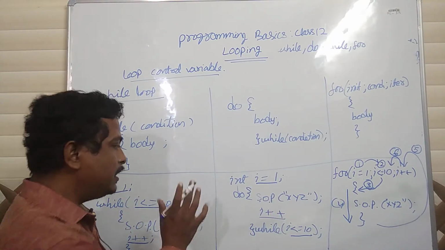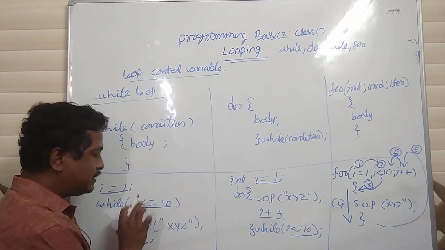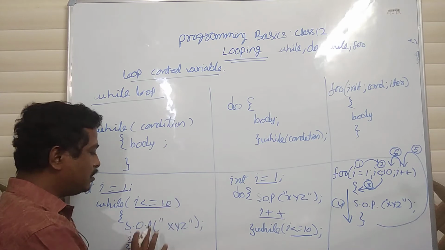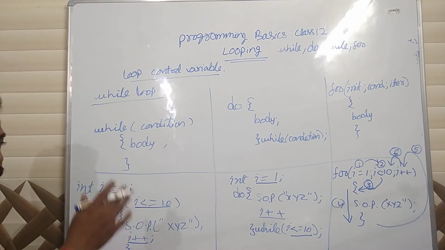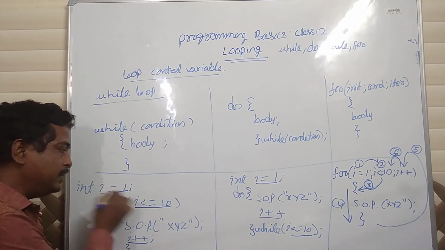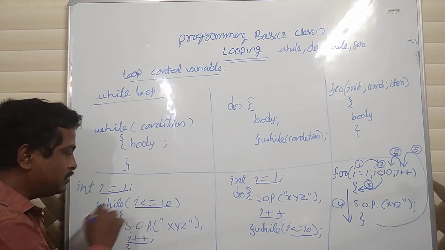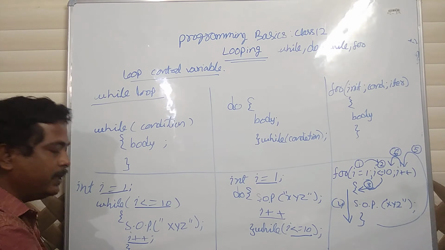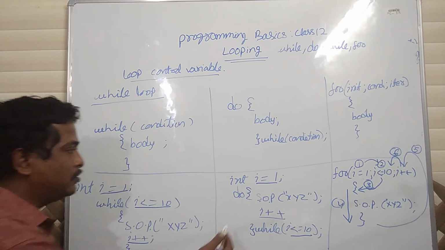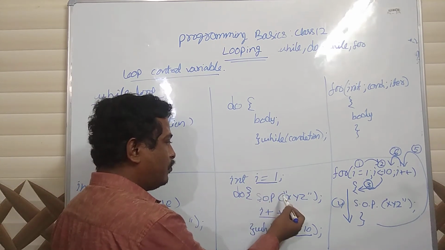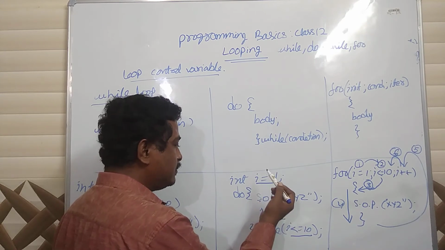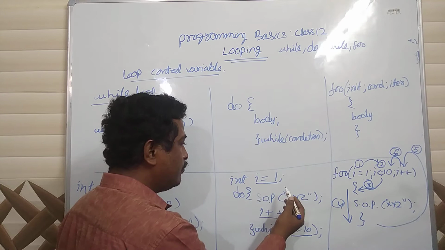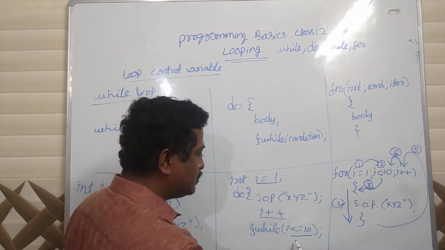Here also the same thing is happening, but since iteration is in a different place, it is not looking like that, but actually it is that one only. First initialization, then condition, then the body, and after executing the body, iteration. Same thing here also. In do while, initialization, first body of the loop, iteration, and the condition is at the end.